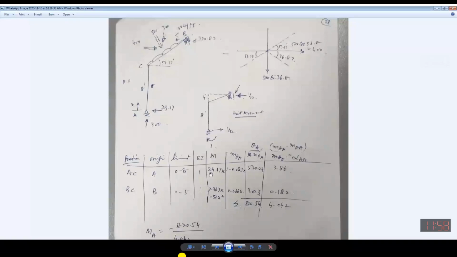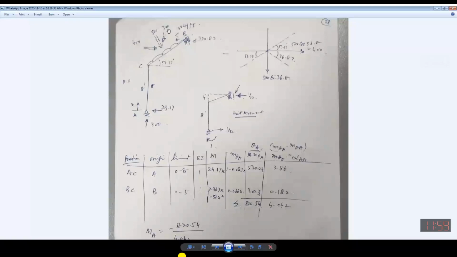You can see it is passing through this joint A, so it will have no effect, and under the effect of this 29 there will be a moment of 29.17 into x, and it is creating sag inside, so it will be taken to be positive. Similarly, in this case, now you can see 296.7 minus 50x.